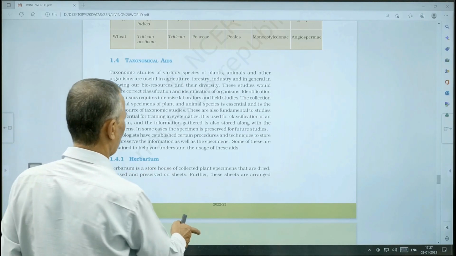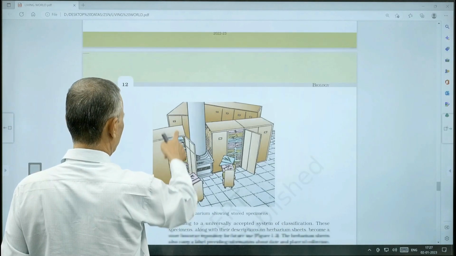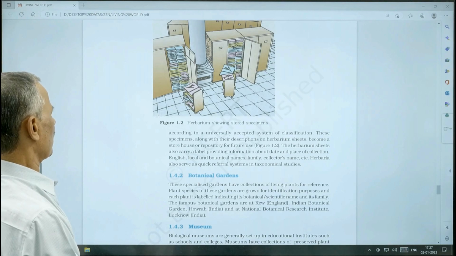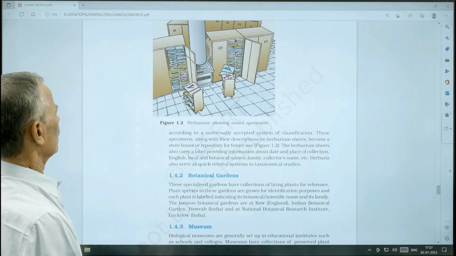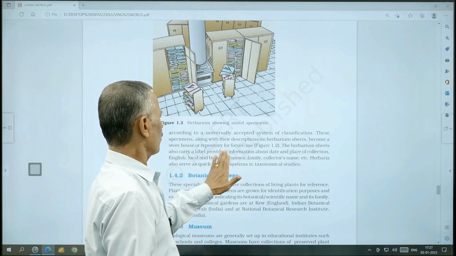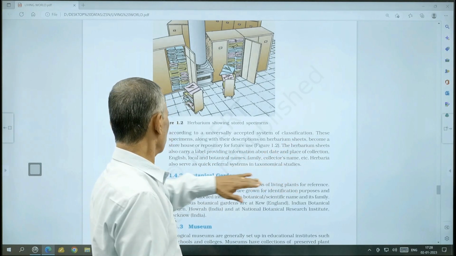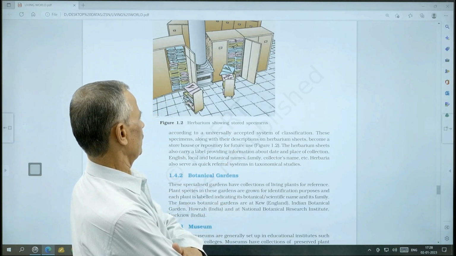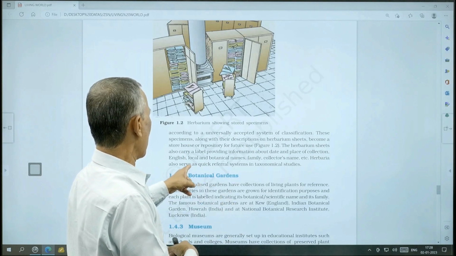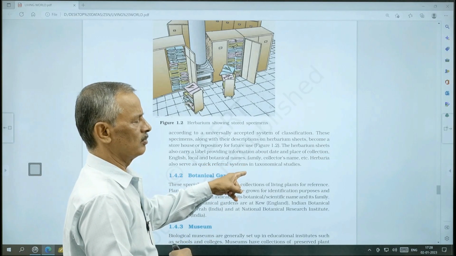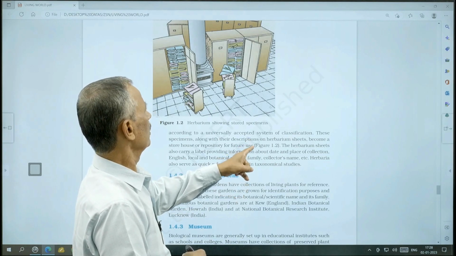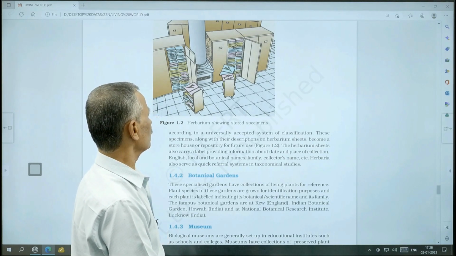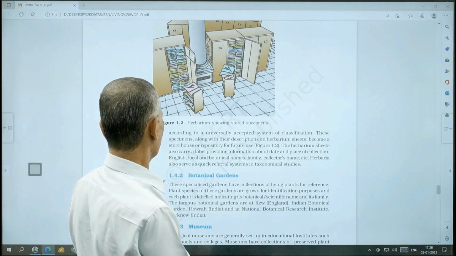These sheets are called herbarium sheets and they are all arranged according to the universally accepted system of classification. Each has a label providing information about date, place of collection, English, local and botanical names, family and collector's name. Herbarium acts as a quick referral system. Very easily you can go and compare your specimen with those which are preserved there. That's why it is called a quick referral system.